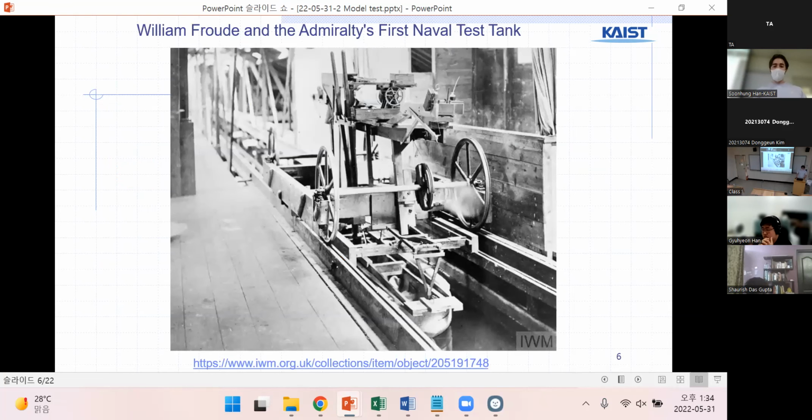Here we have a picture of William Froude and the Admiralty's first naval tank. You can see here a long water tunnel, and here a machine that makes a little model ship go forward through the canal.